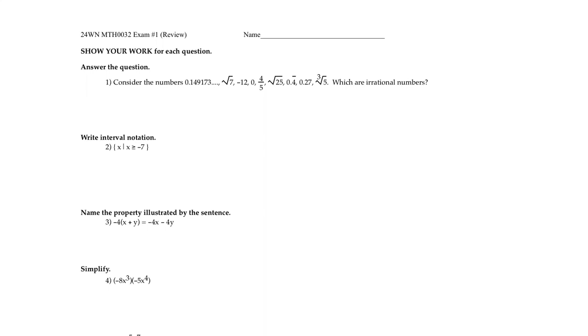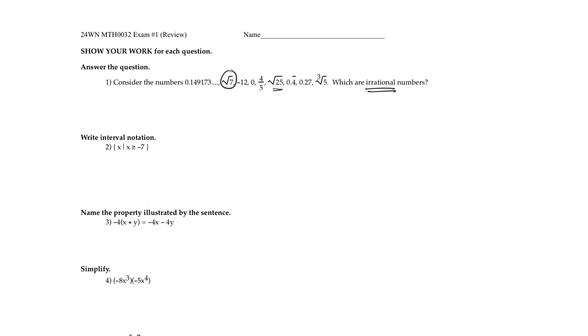All right, I just want to go through some of the questions of the exam, I guess all of the questions of the exam, to show you how I would do them. So this first question asks for irrational numbers. Those are numbers that do not repeat, have decimals that don't repeat. Square roots are always like that, if they don't come out even.